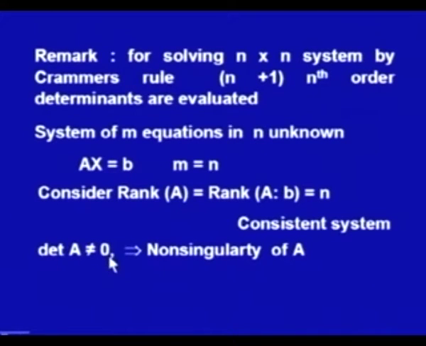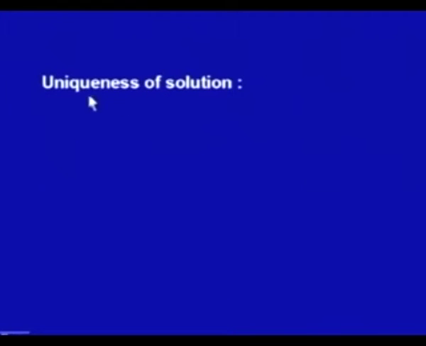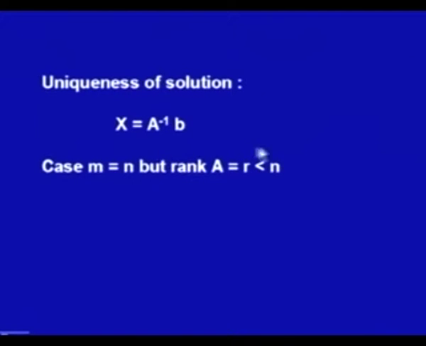Further, if this is equal to n, that means the matrix A is non-singular and the system is consistent. So, determinant A is not 0. So, this rank is equal to n means determinant A is not 0. So, non-singularity of A is there, and this implies invertibility of A, and that implies the uniqueness of the solution. So, this means x is equal to A inverse b is the unique solution of the system Ax is equal to b. This is the case when m is equal to n.